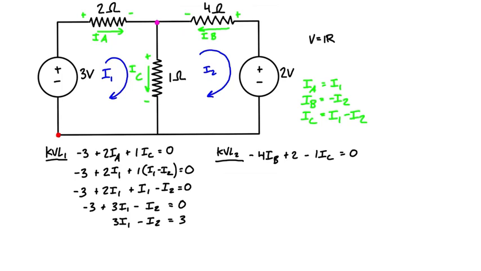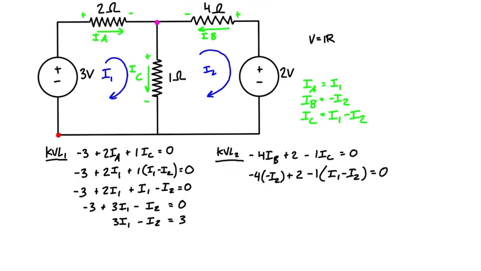So now we substitute IB and IC for these I1s and I2s. So we have negative 4 times negative I2 plus 2 minus 1 times IC. So it's minus 1 times IC, and IC is I1 minus I2. That's all equal to 0.